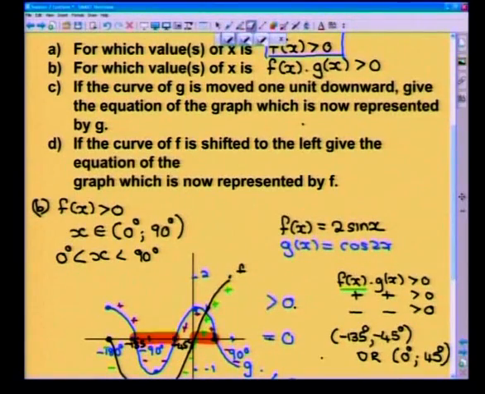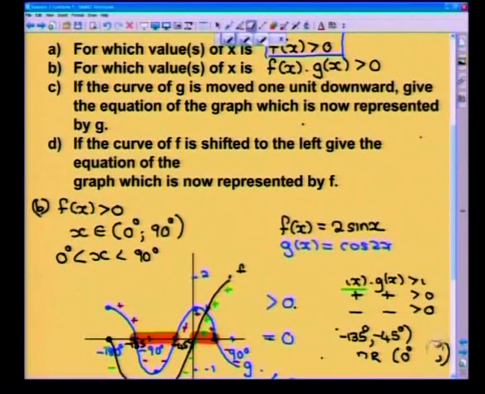Right, now it says in the next question, if the curve of G is moved 1 unit downwards, give the equation of the graph which is now represented by G. But we've become experts at that. We know exactly how to do that because we were working with those other graphs early on, and we learned that to shift downwards, we subtract. And they want me to shift 1 unit down.